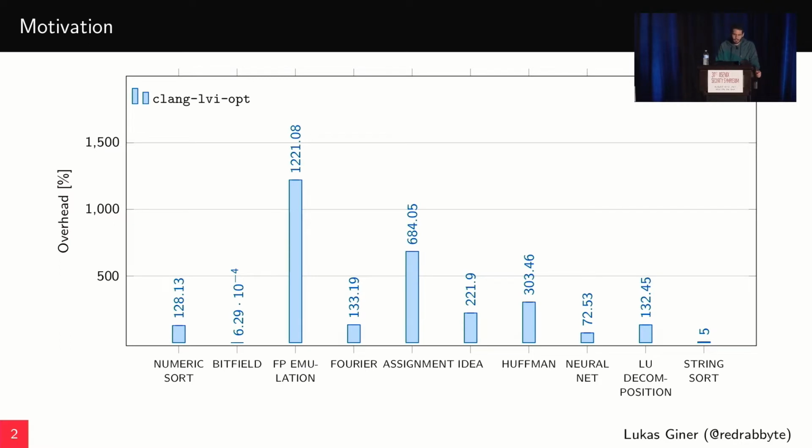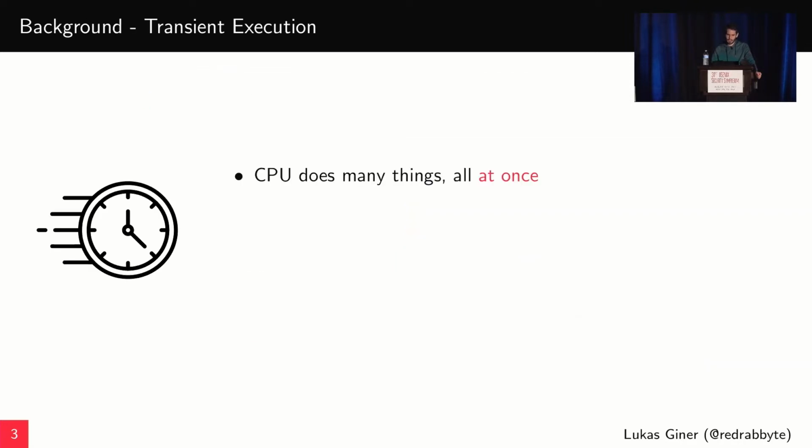So the initial motivation for this was that there were mitigations for LVI, and then there were CPUs where LVI was no longer a problem, but LVI-NULL still was. But the mitigation stayed the same with these types of overheads, so in the hundreds to thousands of percent. So we figured, specifically for LVI-NULL, there's probably something that we can do that's a bit smarter, a bit better. Okay, so let's go into very quick background.